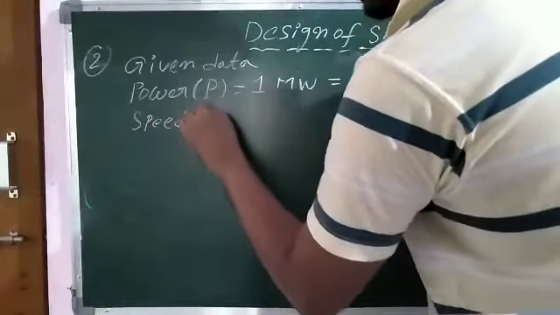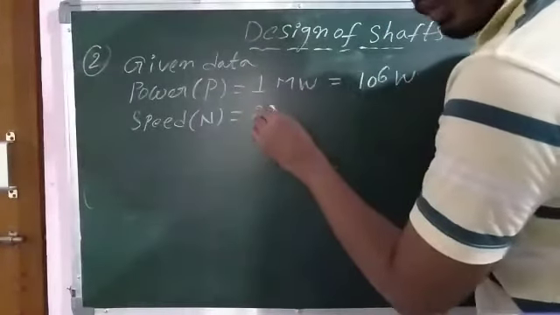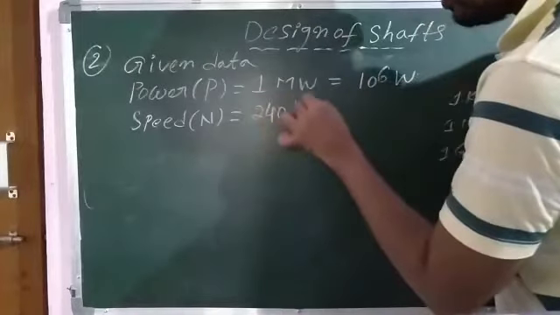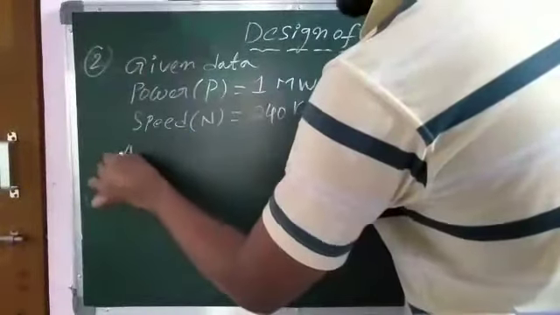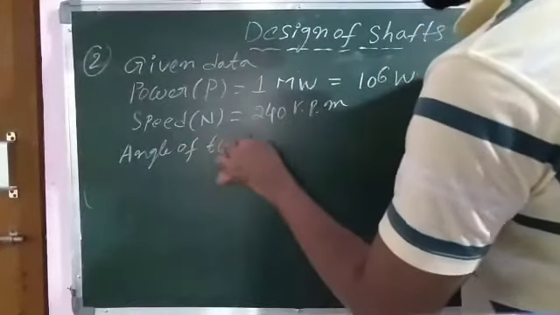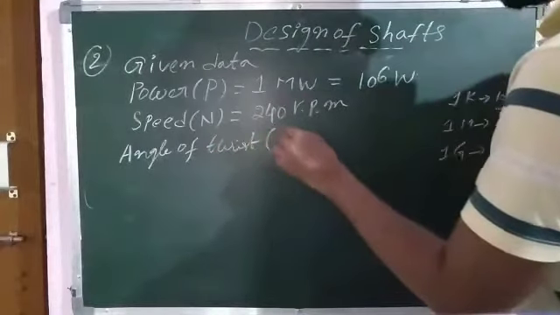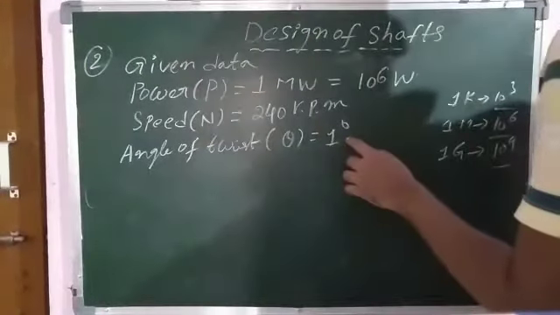Speed n is equal to how much? Speed value, 240 rpm is given. Okay, and also the angle of twist is given. So angle of twist theta is equal to not more than 1 degree. So 1 degree. Now convert 1 degree into radians.